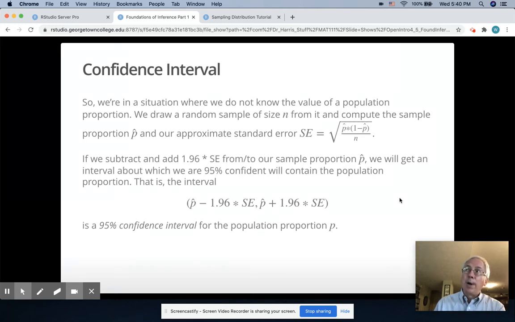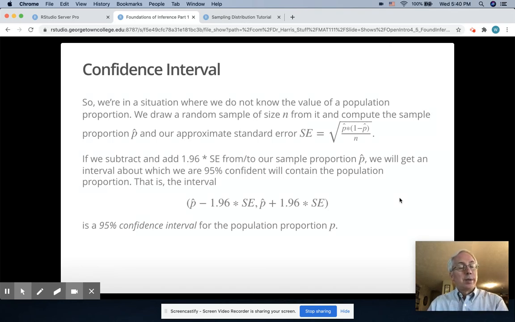So what I mean by that is 95% of all possible intervals that we could compute this way for all the different values of p hat, 95% of them would contain the population proportion. So the interval p hat minus 1.96 times the standard error to p hat plus 1.96 times the standard error is what we're going to call a 95% confidence interval for p. We're 95% confident that the interval we've just constructed will contain the population proportion p.